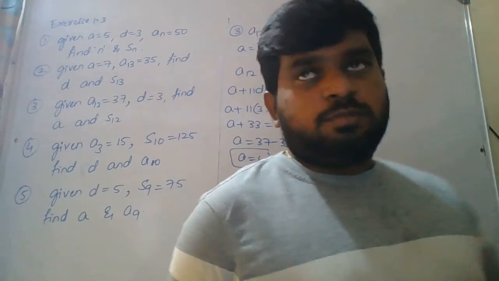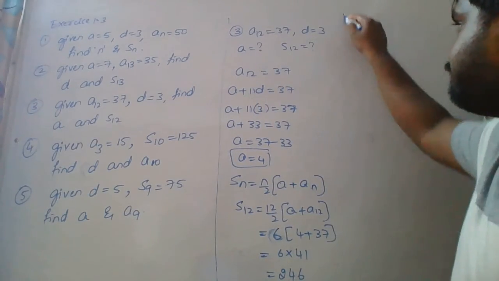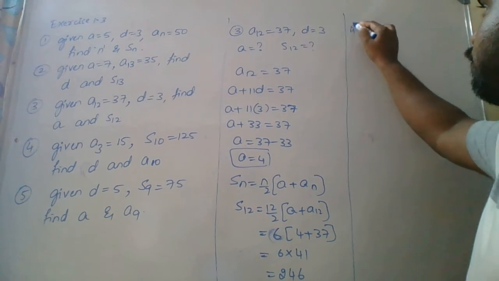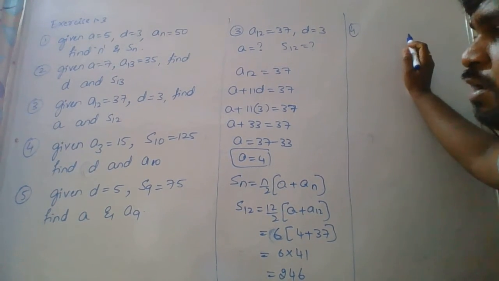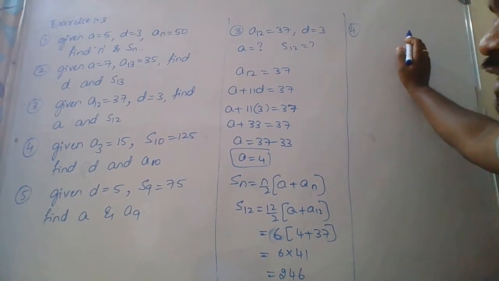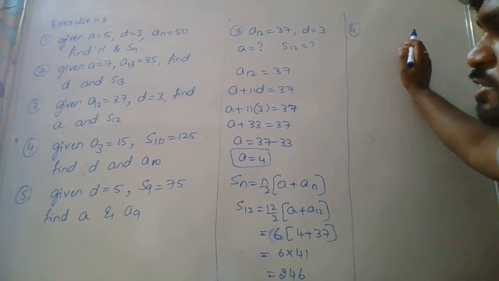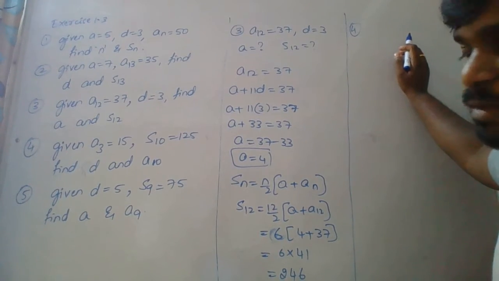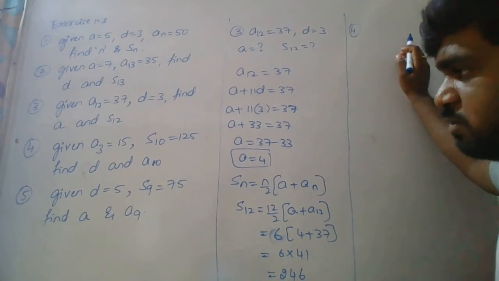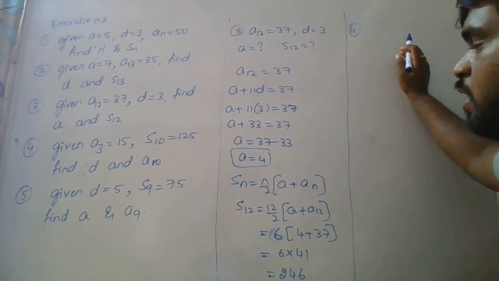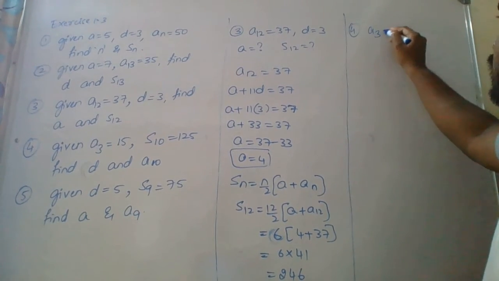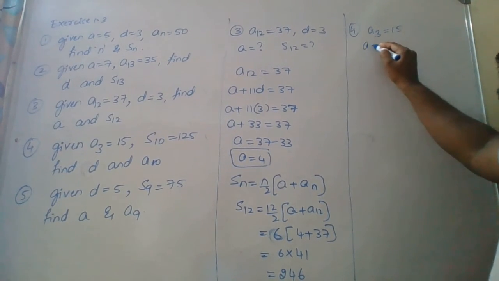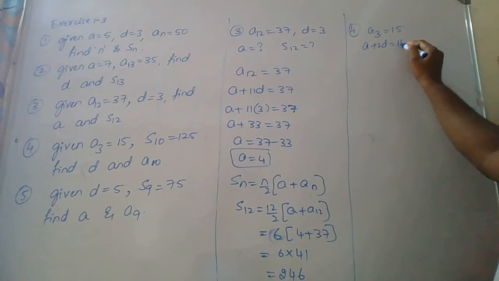Okay. Let's get into the next one. Fourth question. Again, a3 is 15, S10 is 125. Here we don't know the value of a and d, but they've asked us only d, but we have to know the value of a. So a3 is 15. So a3 is nothing but a plus 2d, that is equal to 15.